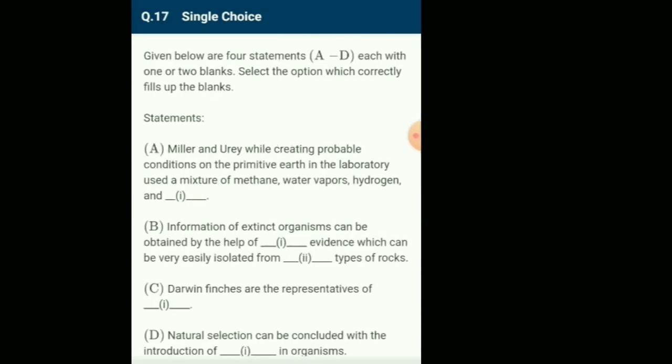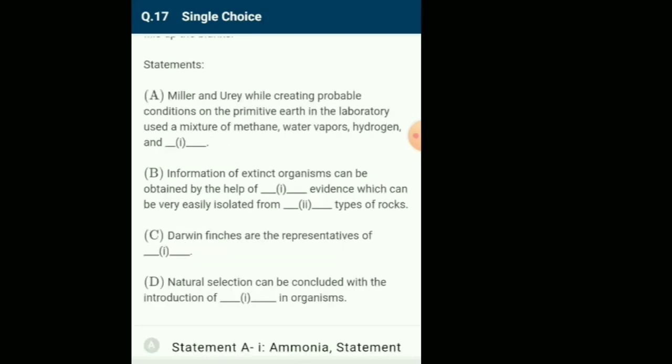Question number 17. Given below are four statements from A to D, each with one or two blanks. Select the option which correctly fills up the blank.